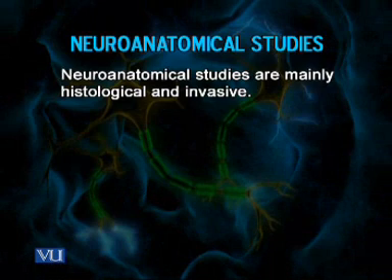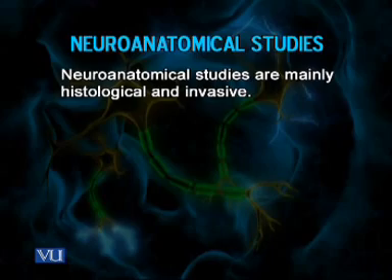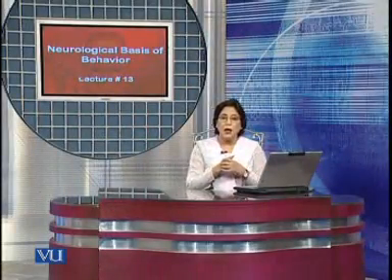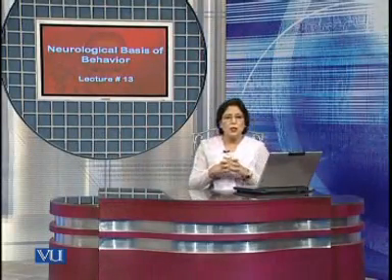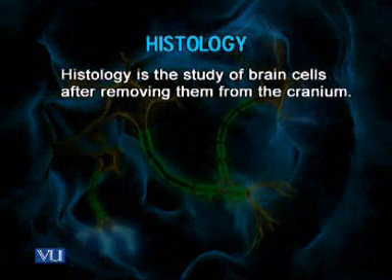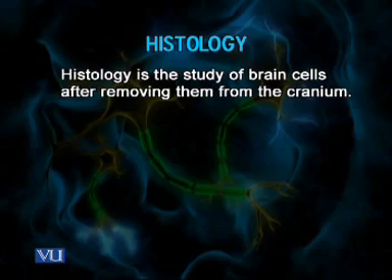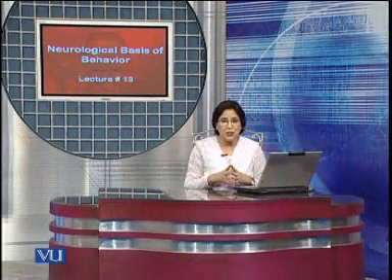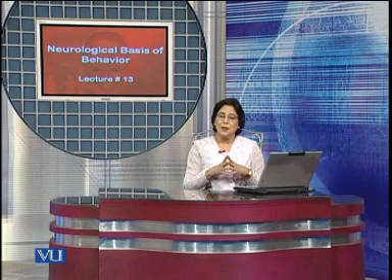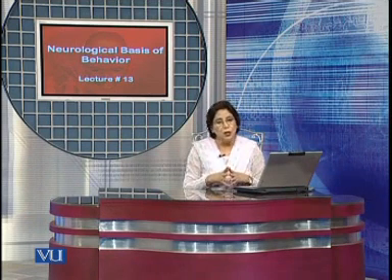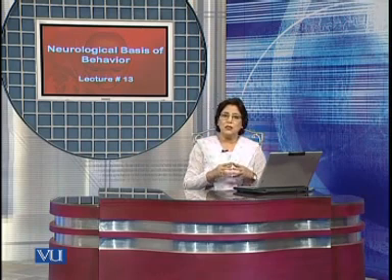Neuroanatomical studies, if you want to study the structure and the functions of the brain and the neuroanatomical sites, are mainly invasive and mainly histological, because you have to do histologies to see the structure. What is histology? I mean, I've been talking about histology. What exactly is histology? Histology is the study of brain cells after removing them from the skull case, the cranium, and cutting sections of the brain, slices, thin enough slices which can be stained using various techniques. And I will go into the details of these a little later.